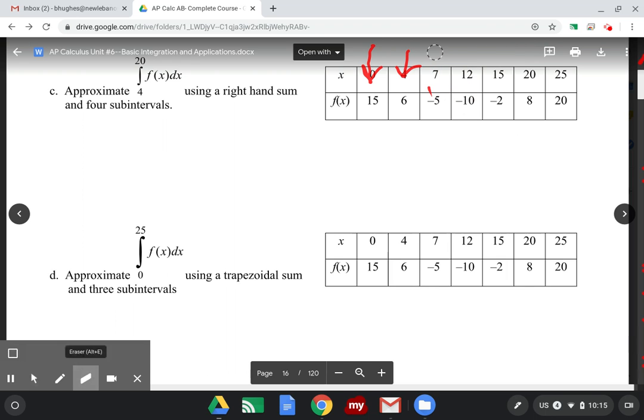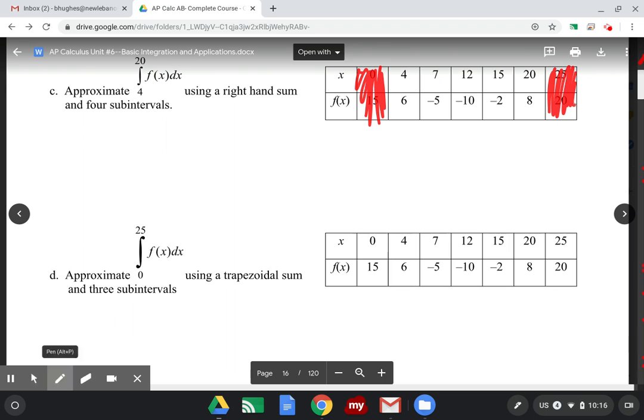So this next one here, going from 4 to 20. It's kind of like the previous problem. This column right here does not matter, and this column right here does not matter. And we are talking about 4 subintervals. So I want to break it up. I can go from 4 to 7, from 7 to 12, from 12 to 15, and from 15 to 20. There's 4 rectangles that we could be drawing, and there's the widths of each one of them.